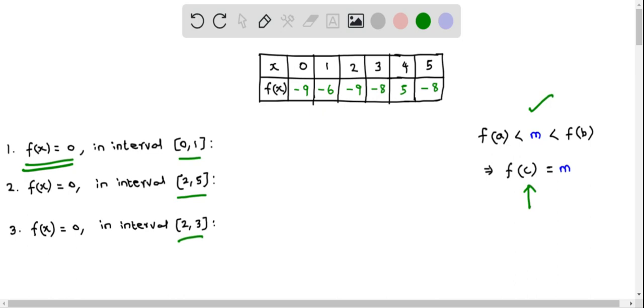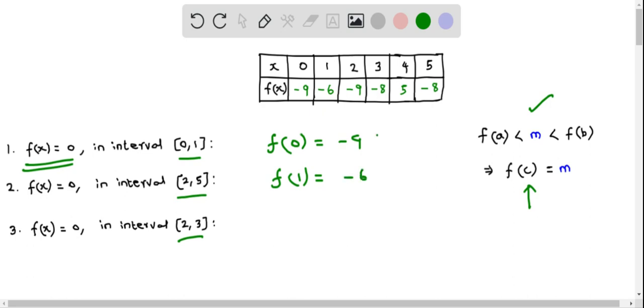All we have to do is determine the function values at the endpoints and determine whether one of them is positive and one of them is negative. I'm going to take the first interval. In the first interval, one of the endpoints is 0, so I have to find f of 0. We can utilize this table of values. F of 0 equals negative 9 from the table, and the next endpoint gives f of 1, which is negative 6.